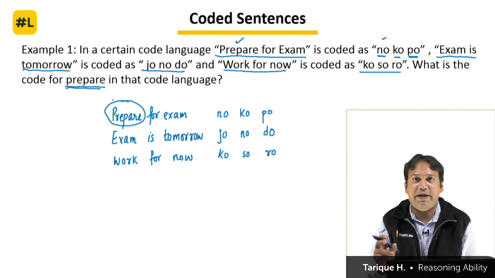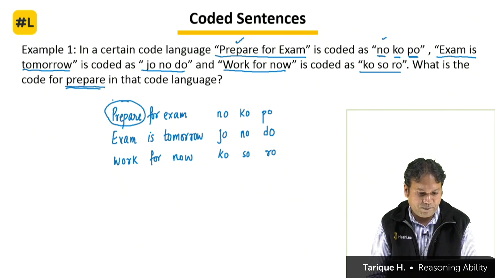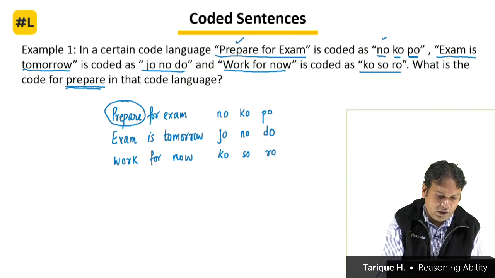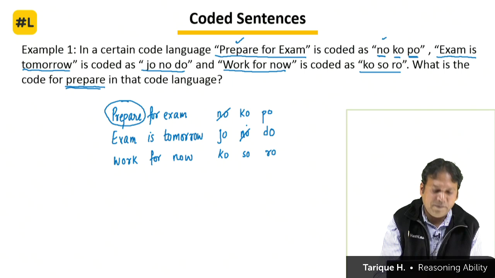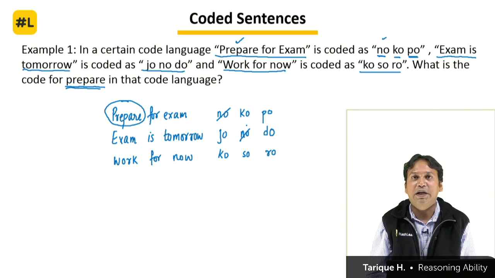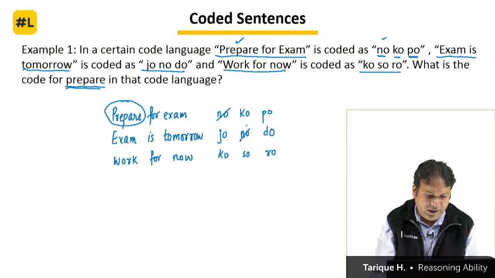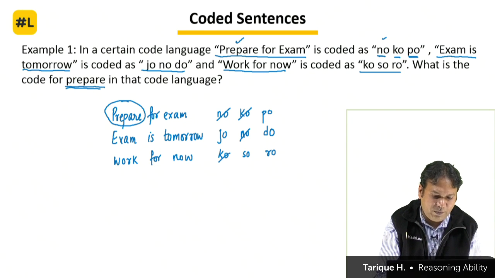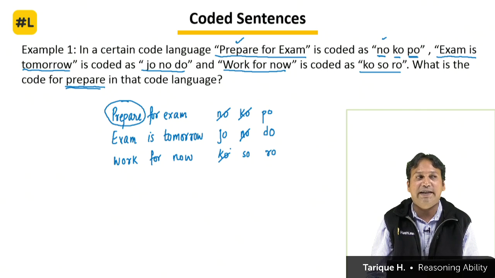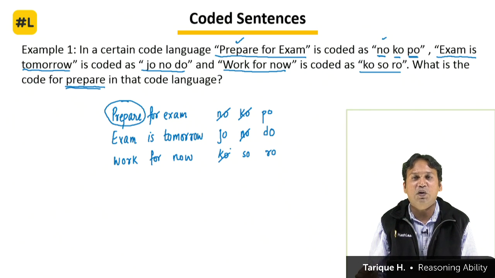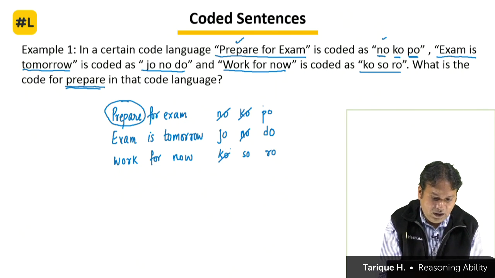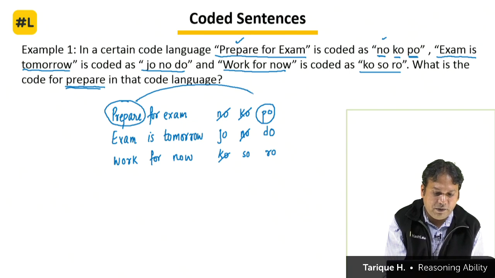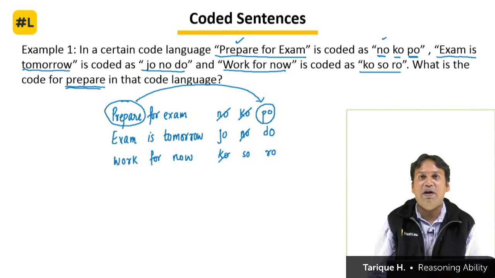Look at the repetition. If any code is repeating, it cannot be the code for prepare. So if you look at the code no, NO is repeating in the first and second sentence, so no cannot be the code for prepare. If you look at KO, co is also repeating in the first and third sentence, so co can also not be the code for prepare. So what is the code for prepare then? What is left in the first sentence? Po. So we will say prepare can be coded as po, and that is your answer.